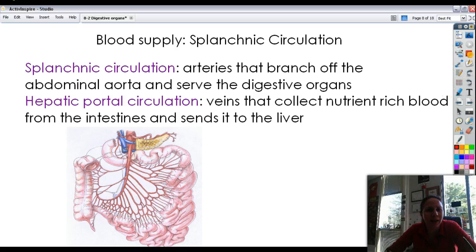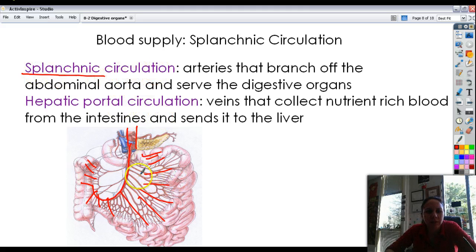Okay, blood supply. What feeds our intestines? Well, anything referring to your intestines is called splanchnic circulation. It's a lovely word, splanchnic. And the splanchnic circulation is anything that feeds the intestines. So these are arteries. You can see here's the aorta right here. And then we have arteries that branch out and feed every bit of the large intestine and every bit of the small intestine. So that is all called splanchnic circulation.